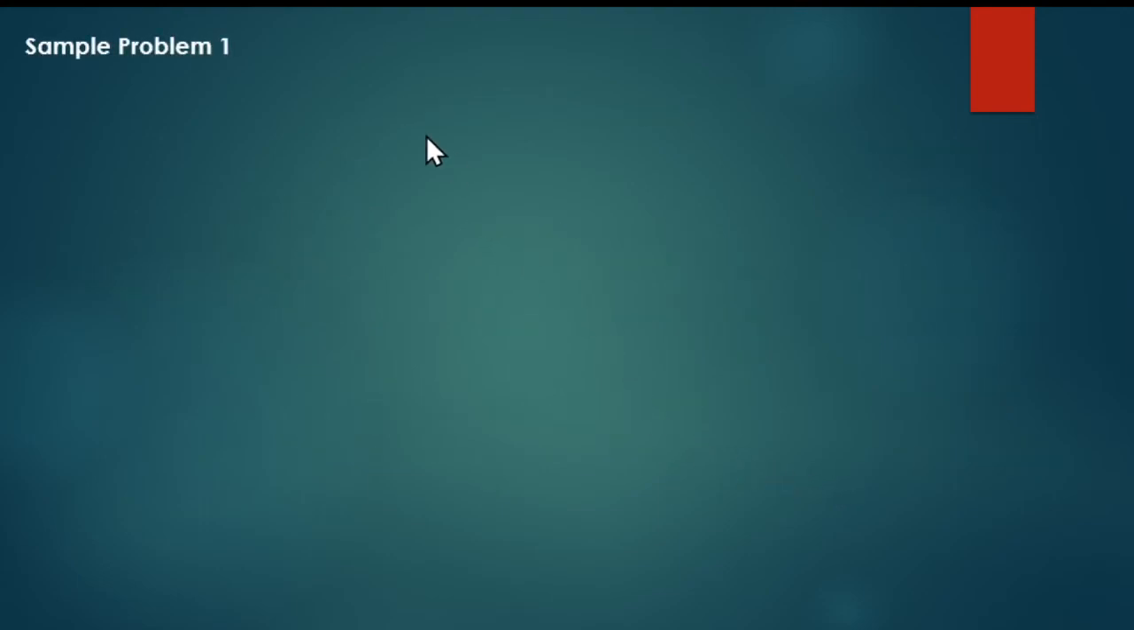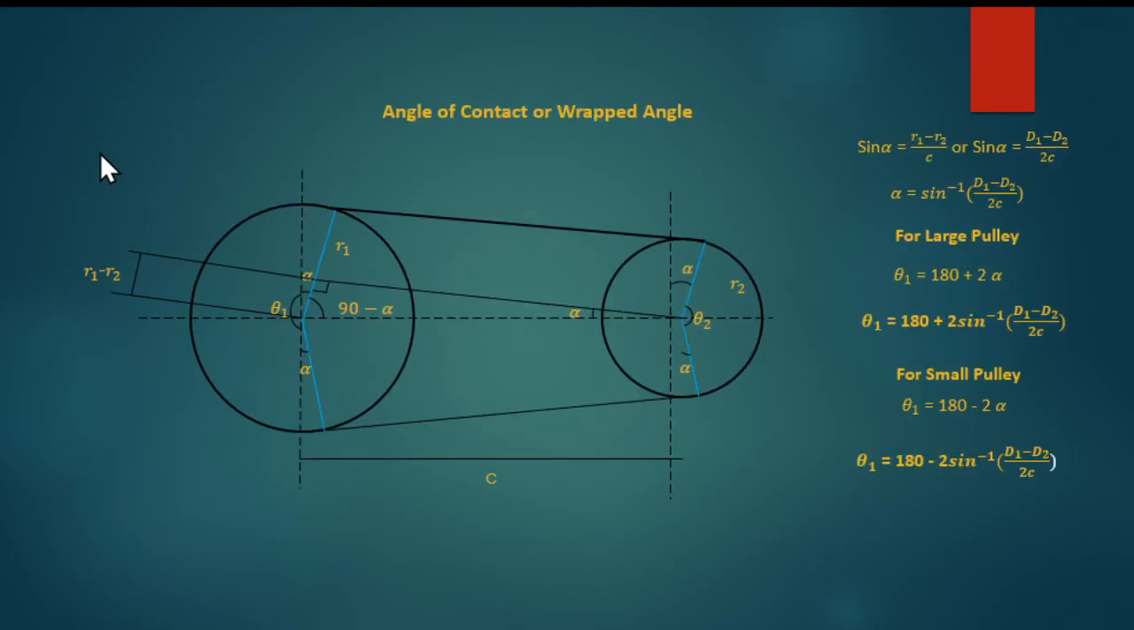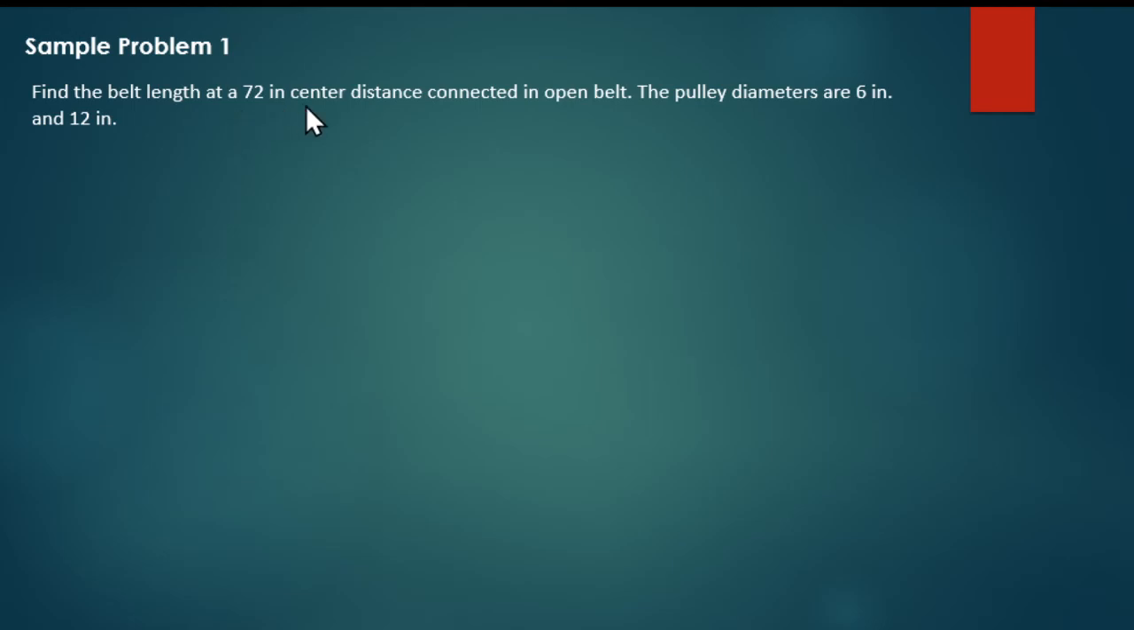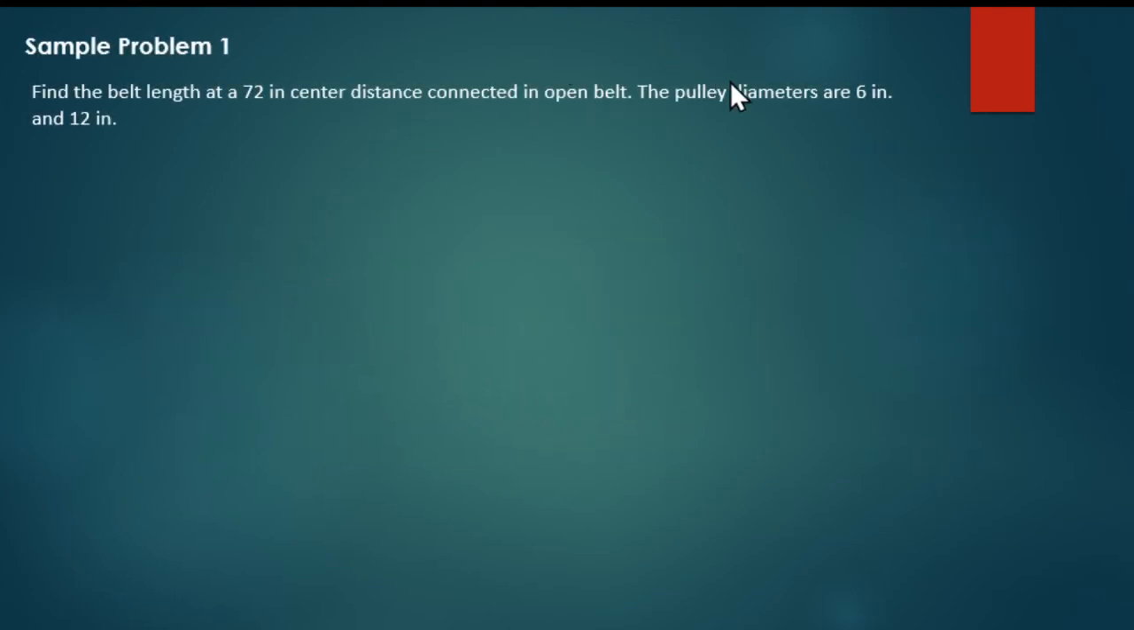So, let us have a sample problem. Find the belt length at a 72 inches center distance connected in an open belt. The pulley diameters are 6 inches and 12 inches. Can we refer to this figure? So, 72 inches center distance, and the pulley diameters are 6 inches for the small pulley and 12 inches for the large pulley.